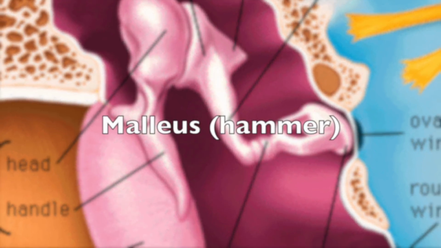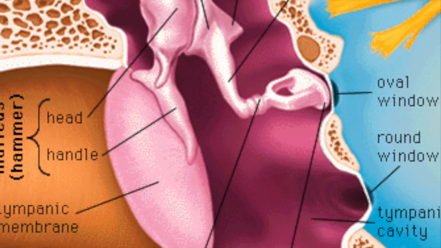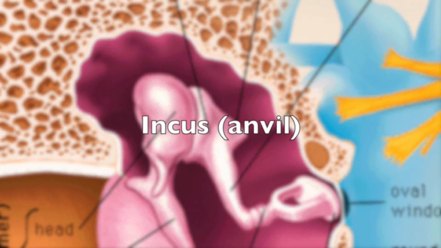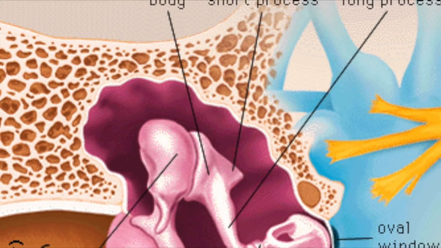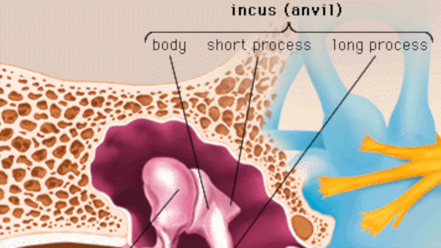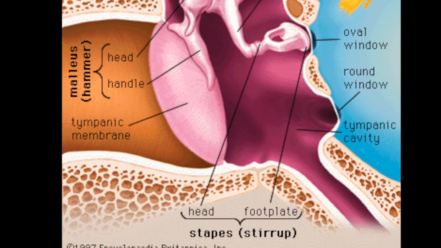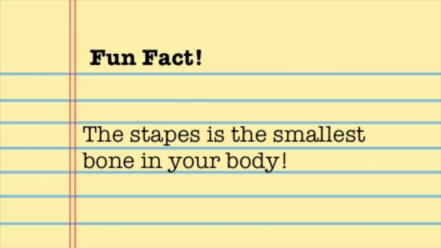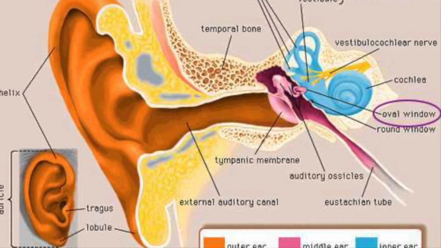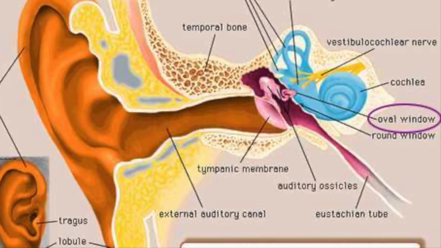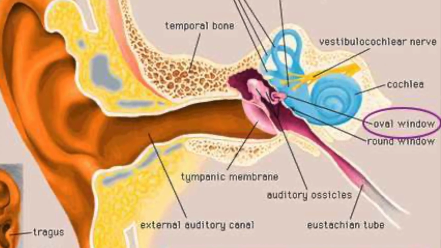They are the malleus or hammer, which is a long handle attached to the eardrum, the incus or anvil, which is the bridge bone between the malleus and the stapes. The stapes or stirrup is the footplate, and fun fact, it's the smallest bone in the body. The inner ear contains the oval window, which connects the middle and inner ear.